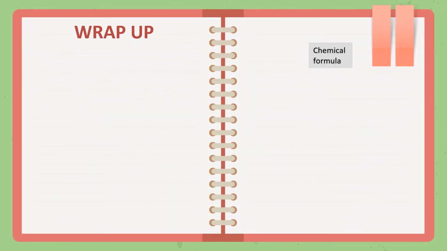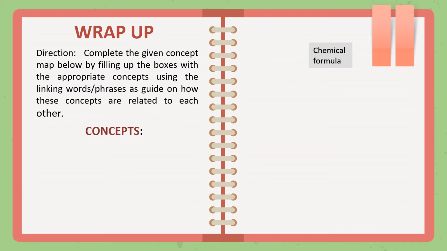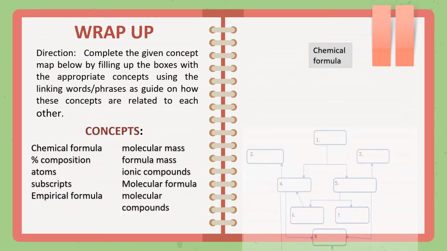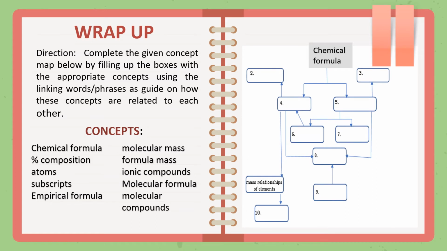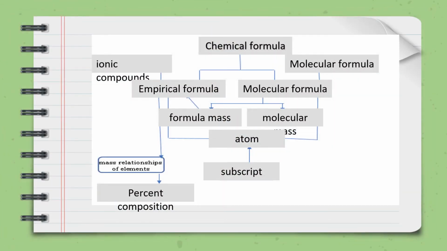Now let us try to summarize what we have discussed. So you complete the given concept map by filling up the boxes with the appropriate concepts using the linking word phrases as guide on how these concepts are related to each other. So you are given the concept map. Fill this up with the different concepts. So this would be your concept map.